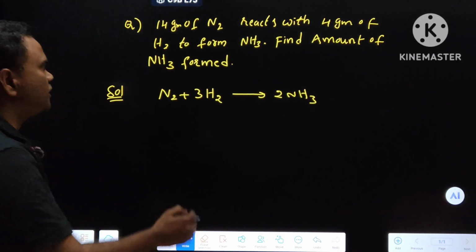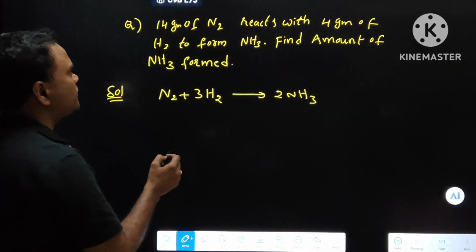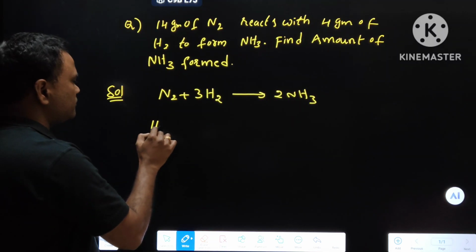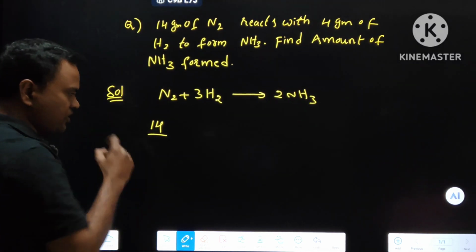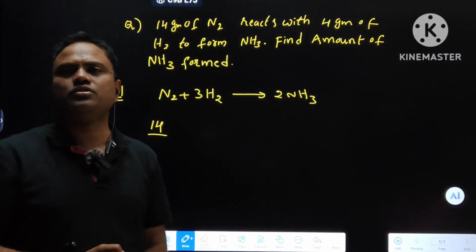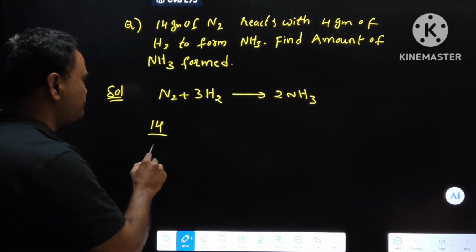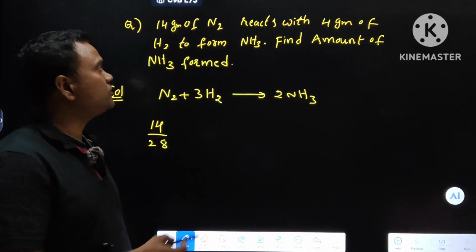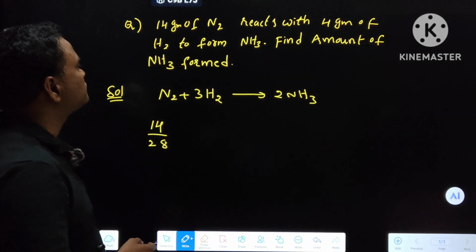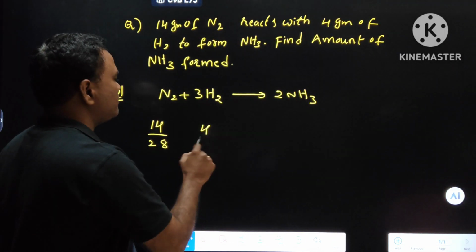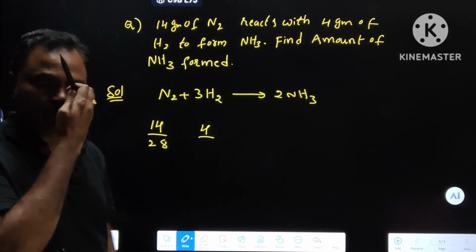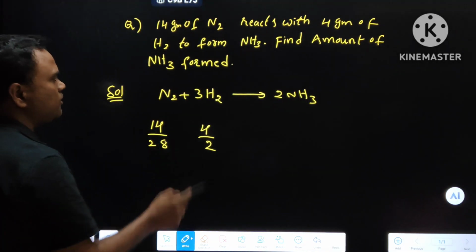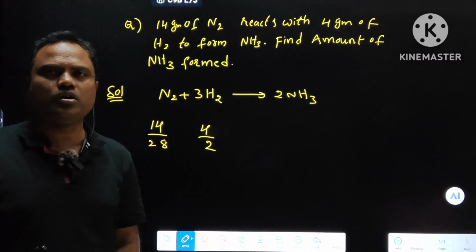Finding moles. N2, how many moles are given to us? 14 grams is the weight. So 14 by gram molecular weight of nitrogen, which is 28. Next, hydrogen weight given is 4 grams. 4 by gram molecular weight of hydrogen, 2. Gram molecular weight of hydrogen is 2 only.